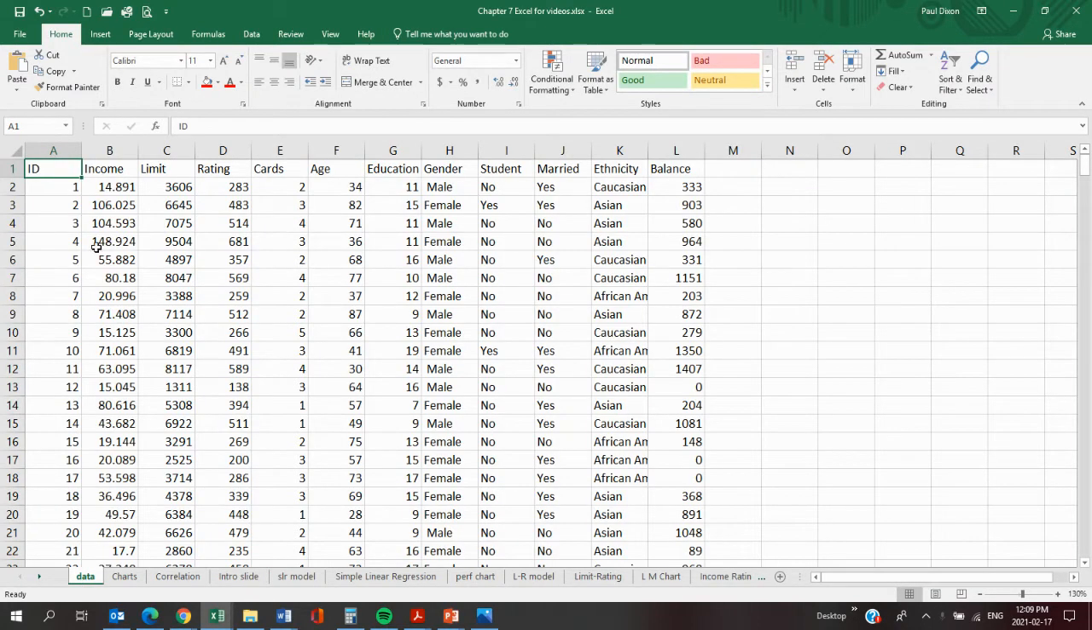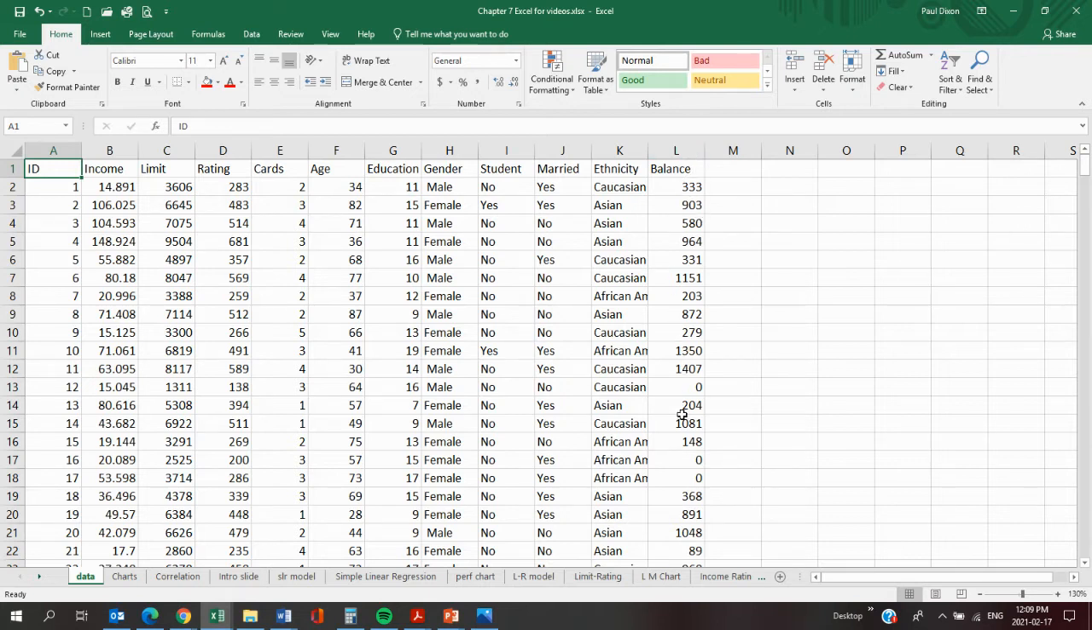Let's look at it, you can see the data. It's got individuals' income, their credit limit, their credit rating, how many cards they have, how old they are, how many years of education, gender, are they a student, are they married, what their ethnicity is, what their balance is. And our goal is to try to predict what the credit card balance is.